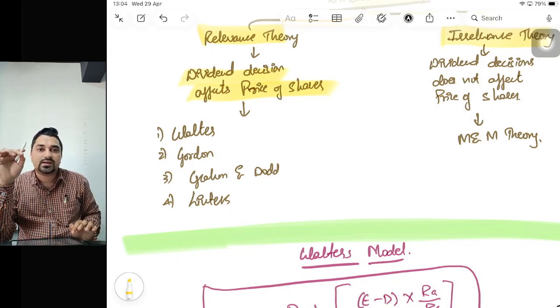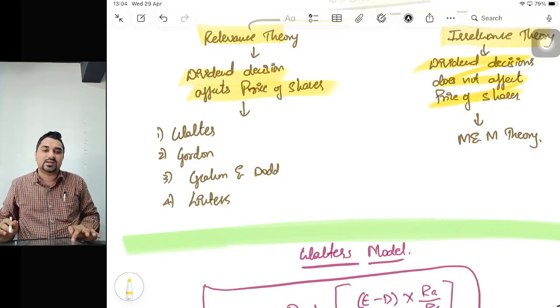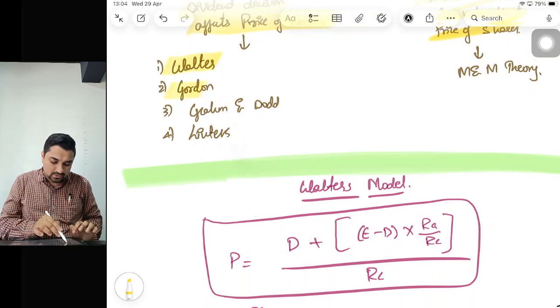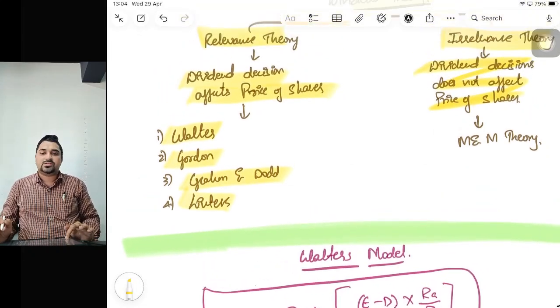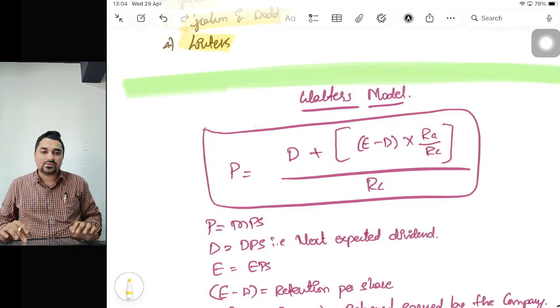Coming to dividend irrelevance theory. What do you mean by it? Whatever may be your dividend decision, my market price will remain the same. So my market price is not affected by the dividend decision. That is called dividend irrelevance theory. Again, we have four theories under dividend relevance theory: Walter's approach, Gordon's approach, Graham and Dodd's approach, and Linter's approach. Coming to dividend irrelevance theory, there is only one, very important, that is M&M, Modigliani and Miller. We'll start one by one.